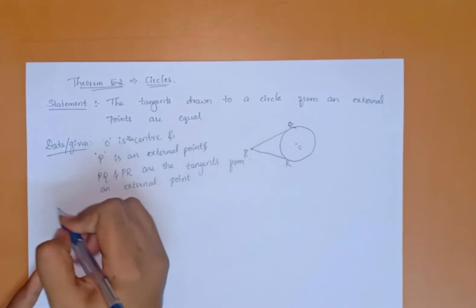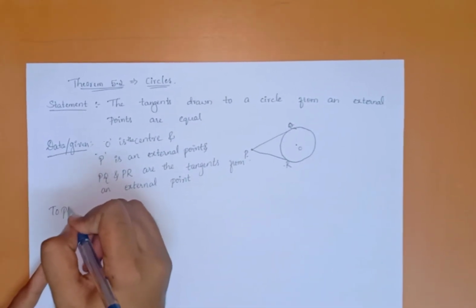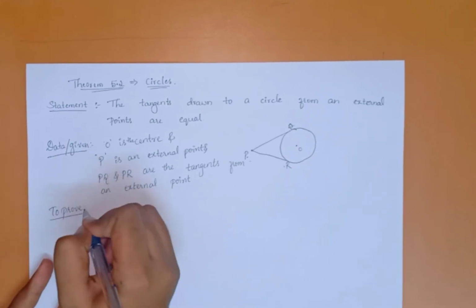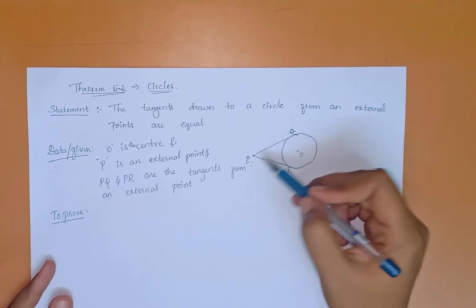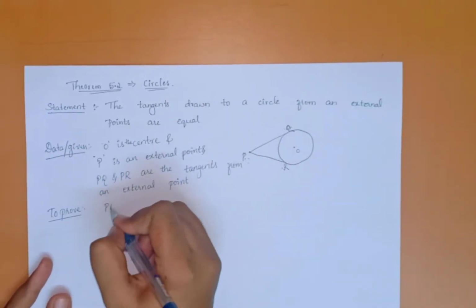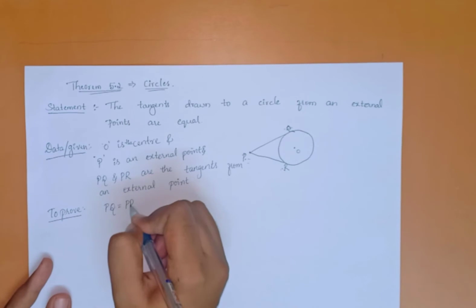Next, what we need to prove? That is, to prove. Here they said we need to prove the tangents are equal to each other. The tangents are PQ and PR. We need to prove that PQ is equal to PR.